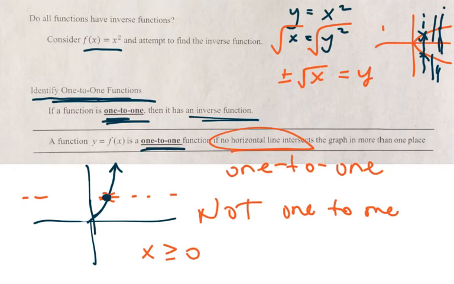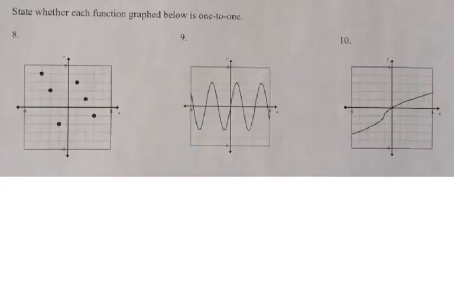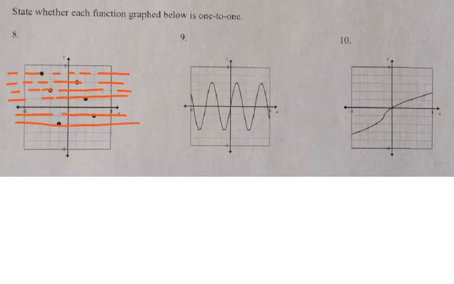So let's take a look at some examples. We're going to state whether each function graph below is one-to-one. We test that with a horizontal line test. So for this first one, I'm just going to come to each y value that has a point and draw a horizontal line and make sure that it doesn't hit twice. This one is one-to-one.